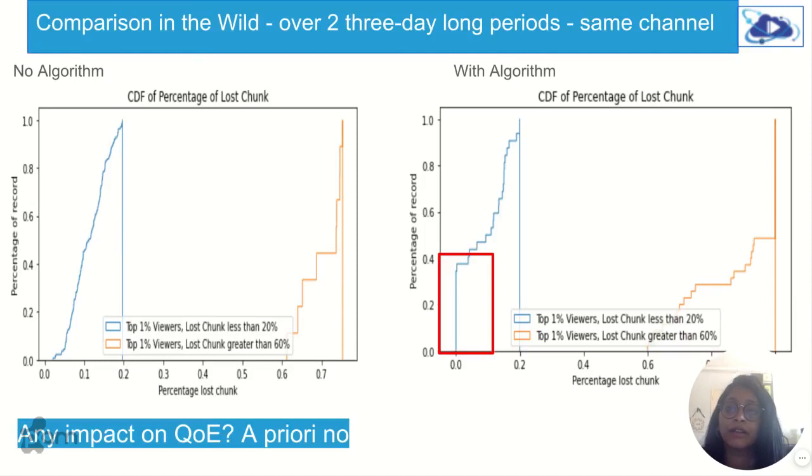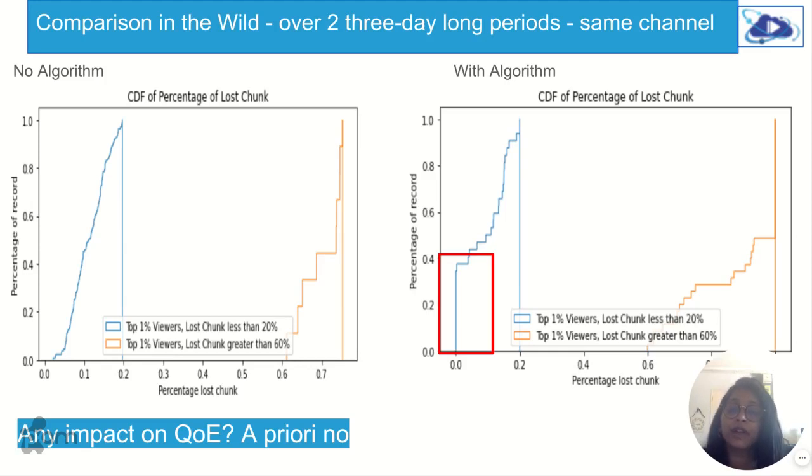We also then did a comparison of two 3-day long periods on the same channel, one with the algorithm, one without the algorithm. And we see that almost 37% of the good viewers do not experience any kind of chunk loss rate. Overall chunk loss rate also decreased from 24.7% to 13%.